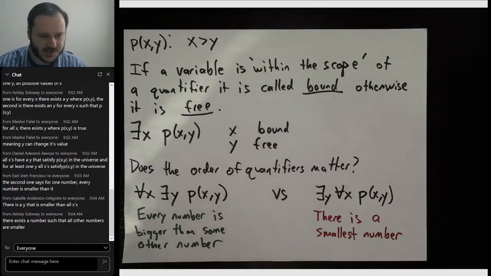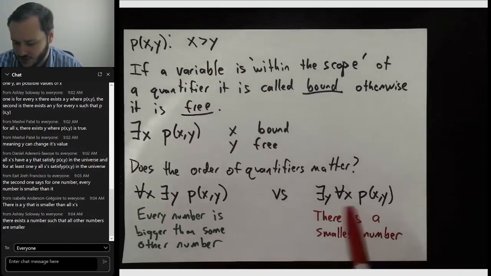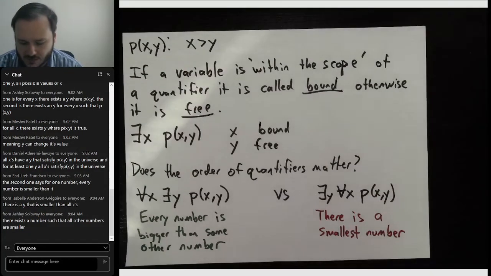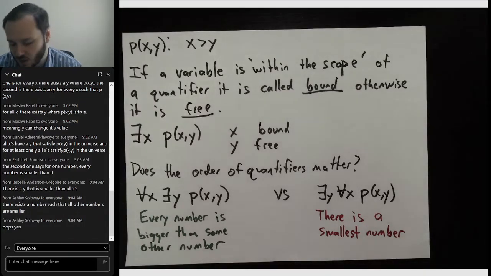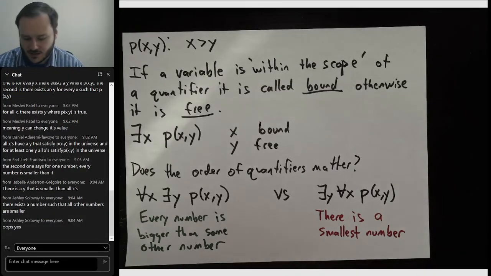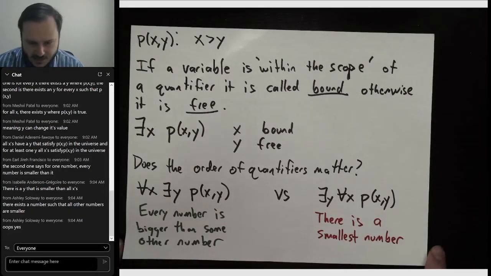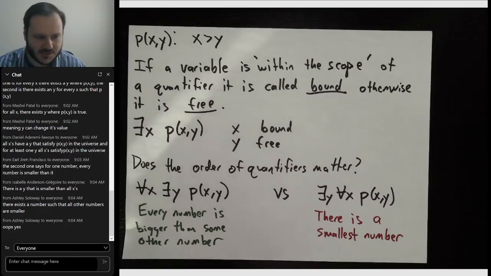Yeah, good. There exists a number such that all other numbers are smaller. All other numbers are bigger based on the way I've written it. But you've got the right idea. There's a y that's smaller than all x's. Yeah, there's a smallest number. Okay, so which one of these statements is true and which one of these statements is false?